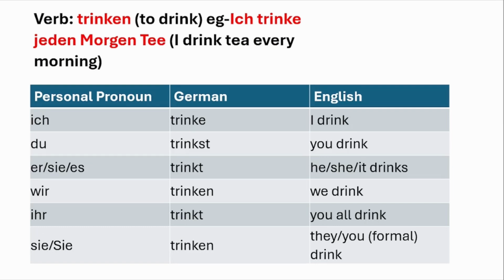Ich trinke, I drink. Du trinkst, you drink. Er trinkt, he drinks. Wir trinken, we drink. Ihr trinkt, you all drink. Sie trinken, they or you drink. So let's give an example. Ich trinke jeden Morgen Tee. I drink tea every morning.